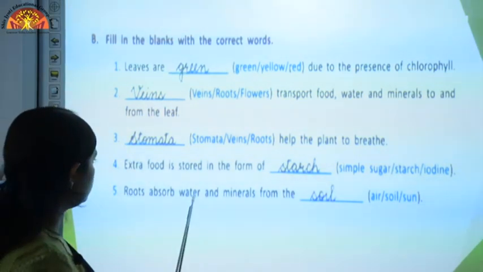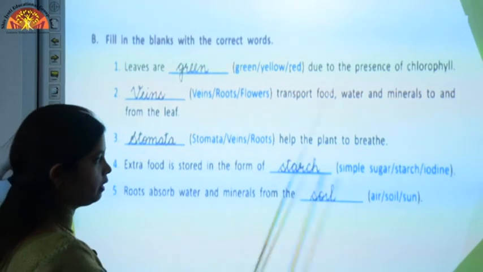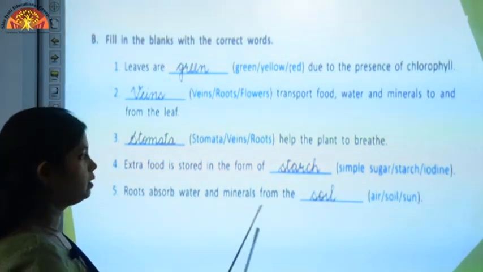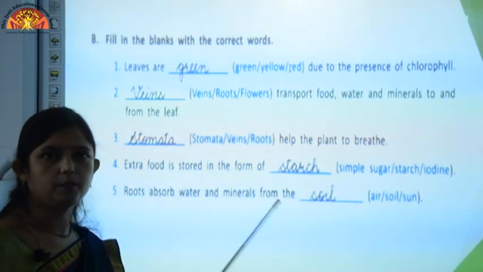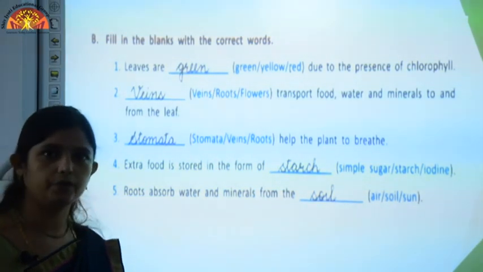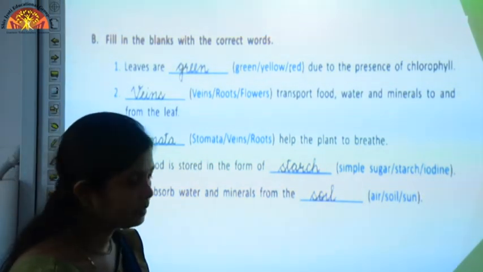Roots absorb water and minerals from the dash: air, soil or sun. So, water and minerals are present in soil. So, plants take this water and minerals from the soil by the help of their roots. So, here soil will come. Now, we move to the next exercise.